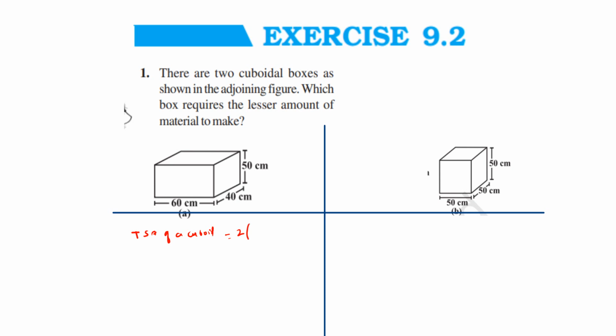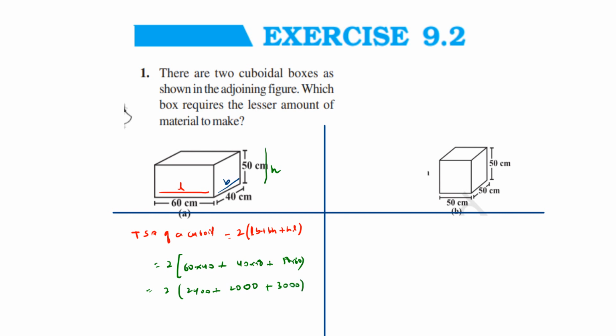2 of (LB plus BH plus HL). And remember, this is L, this one is B, breadth, and the other one is the height H. So 2 times (60 into 40 plus 40 into 50 plus 50 into 60). So 2 times 2400 plus 40 into 50 will be 2000, plus 50 into 60 will be 3000.